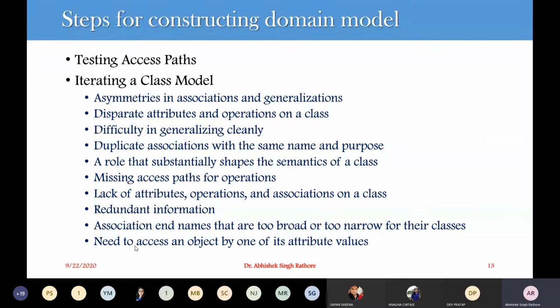Then another sign is a role that substantially shapes the semantics of classes. When you have such a problem, it should be reported as a separate class. This often happens. So what we can do is convert our association into classes. For example, let's say we have a person. A person can be employed by several companies with different conditions of employment at each. Let's say we have a particular university.